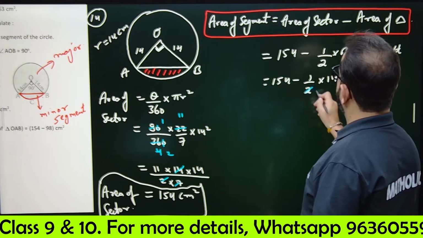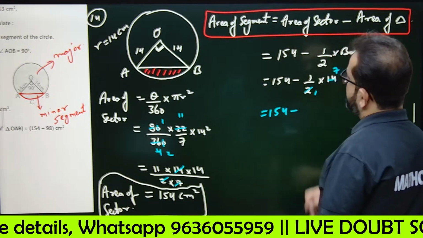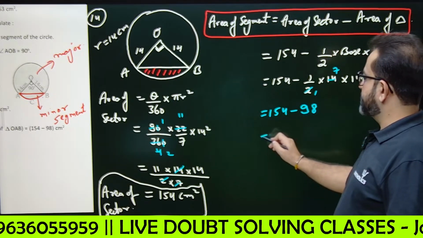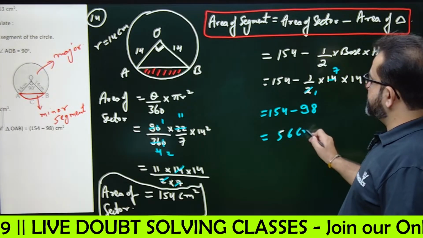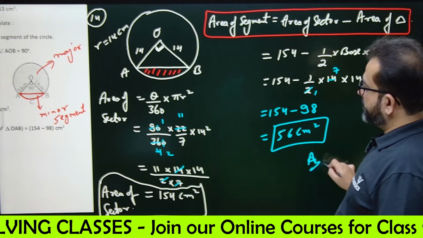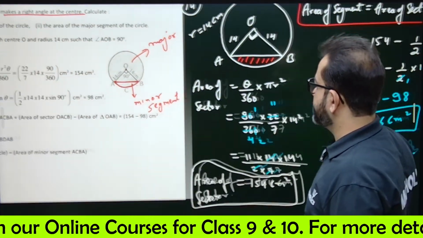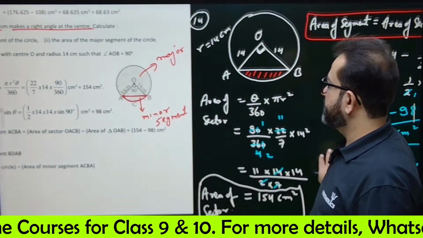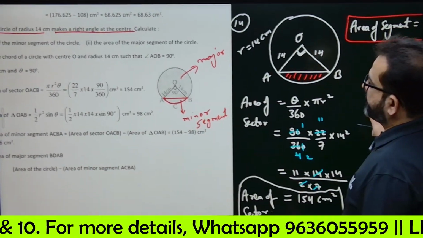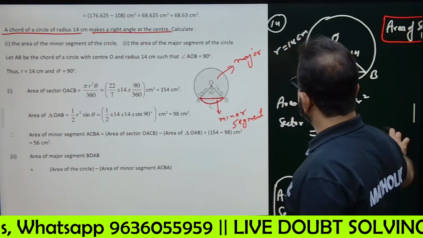2 ones are 2, 2 sevens are 14. So it is nothing but 154 minus 7 14s will be 98. So what's remaining is 56 centimeter squares, area of the segment. Got it? Yes or no? 56 centimeter square. Correct, right? This is first part, area of minor segment. First copy this thing, then we'll find area of the major segment also.